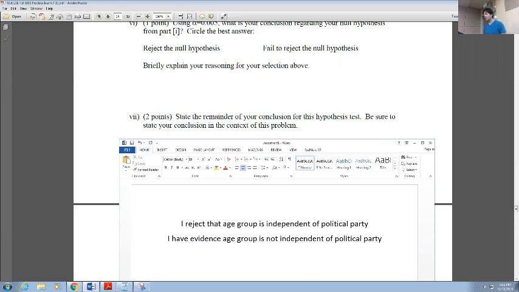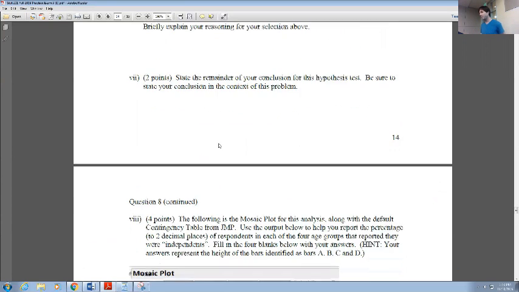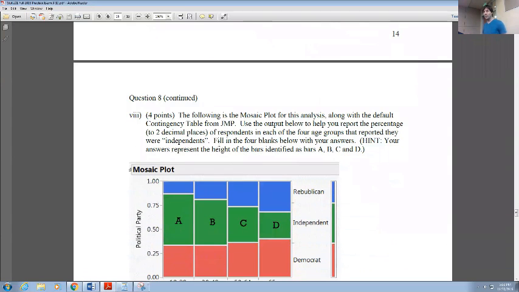That's good enough. I reject the age group is independent of political party. I have evidence that there is a dependency between the two. That's context of the problem. You don't just want to say I reject the null. You want to tell someone, yeah, it looks like there is some sort of relationship between the two because they're not independent. So that is good enough.